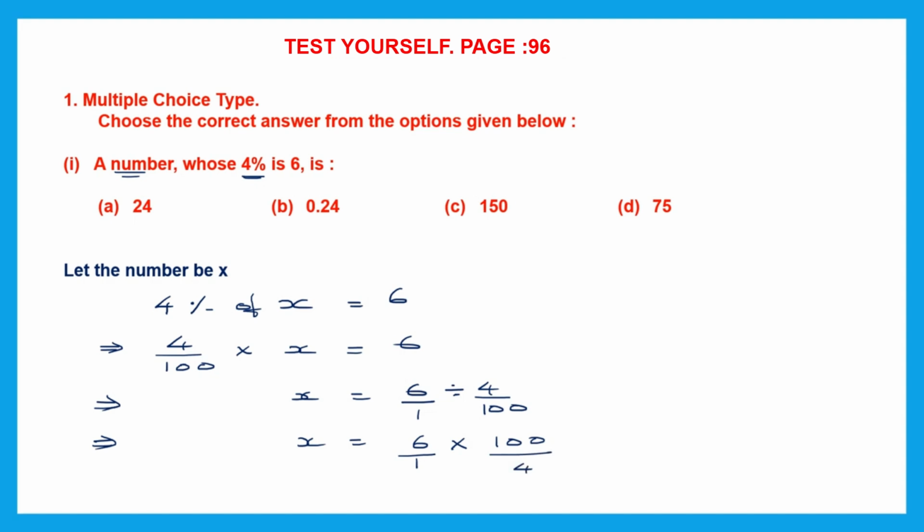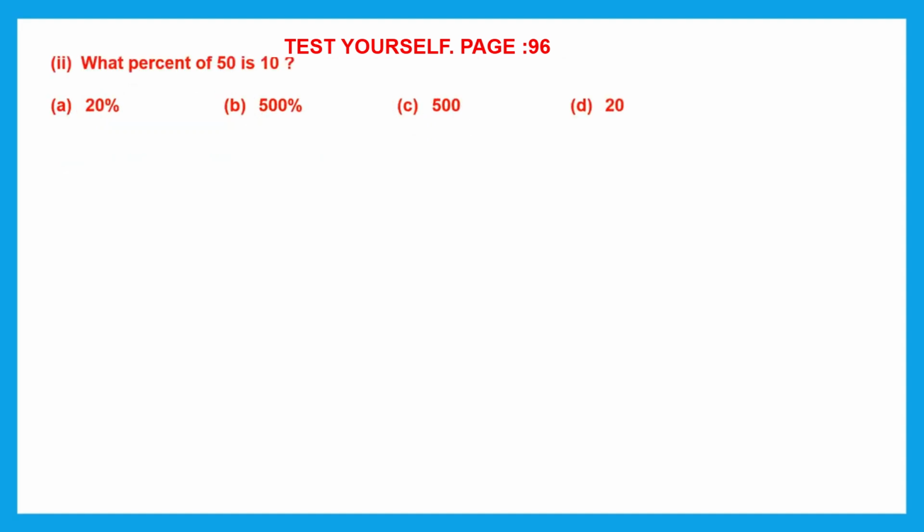Now we can cancel. So I can cancel 4 and 6 or 4 and 100. So 4 and 6 let me cancel. 2 2s are 4 and 2 3s are 6. Now I can cancel 100 and 2. 2 1s are 2 and 2 into 50 is 100. Now we can multiply the numerators. 3 into 50 is 150. So x is that number, isn't it? So the number is 150. So this is our answer and that is option C, 150.